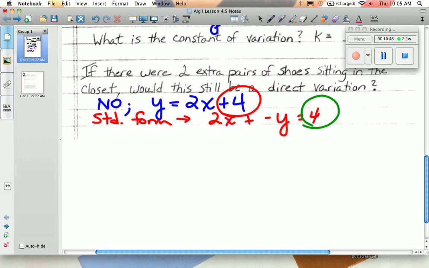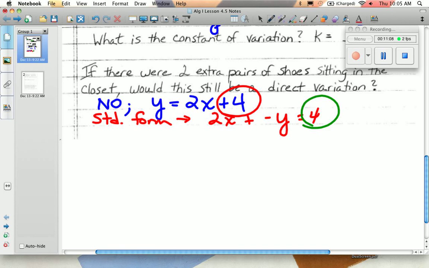So the number of shoes in the room does not vary directly as the number of people, because we can't just multiply how many people there are by 2 and know how many shoes are in here, because there are those extra 4 that we have to add. Do we add those 4 for every person that comes in? No, we only add them one time.